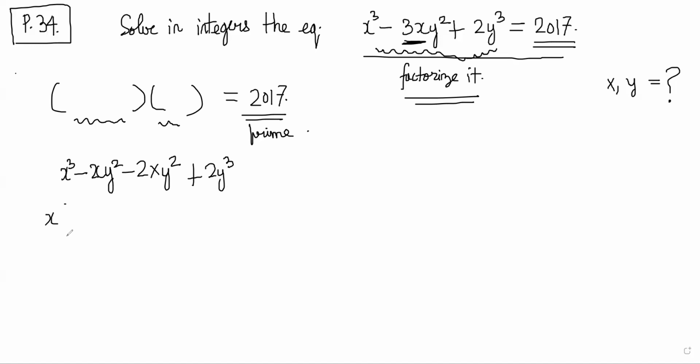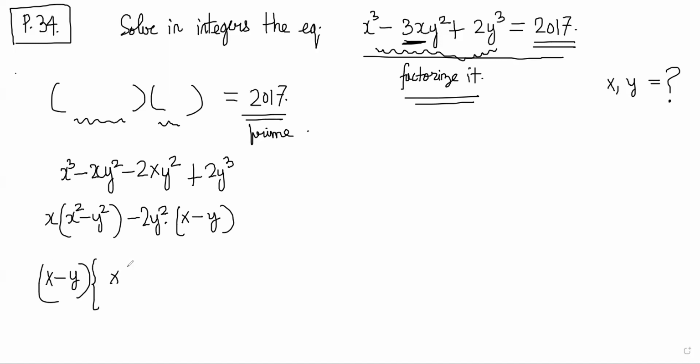So you can take x common here. You are getting x square minus y square. And you can take a minus 2y square common here. You're getting x minus y, right? Then you can take x minus y common. You get (x minus y)(x square plus xy minus 2y square), right? Yes, sir. This is x square plus xy minus 2y square. That is slightly weird. Maybe we have made a mistake. One second.